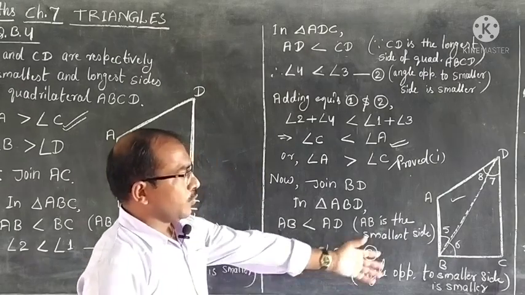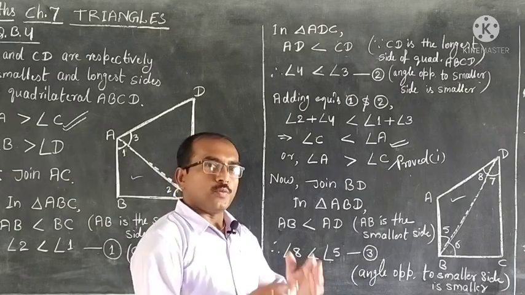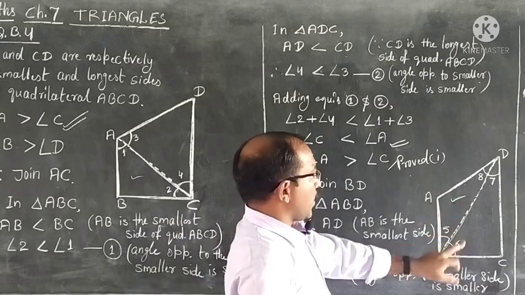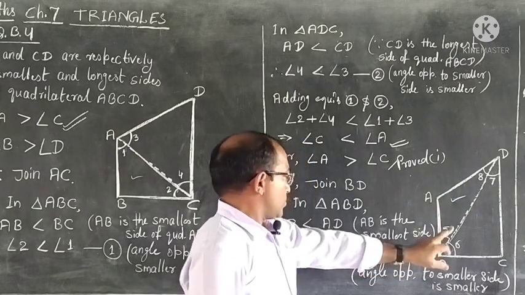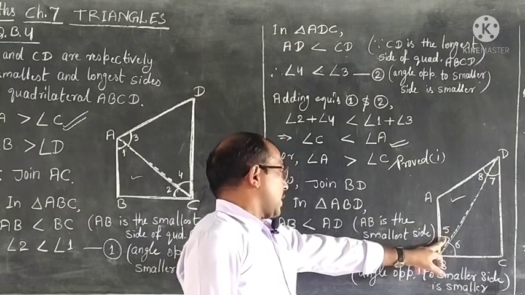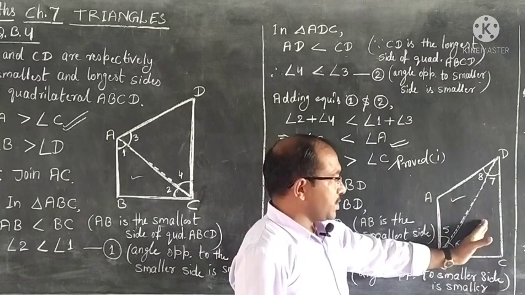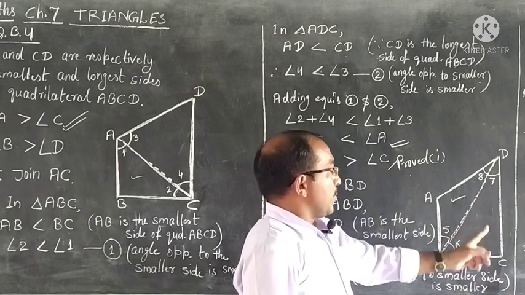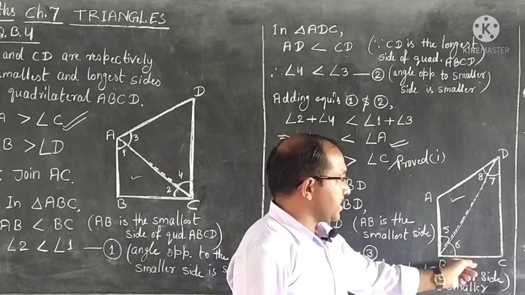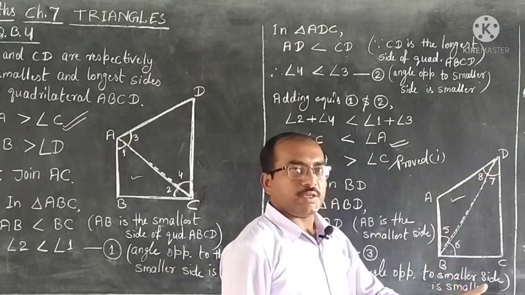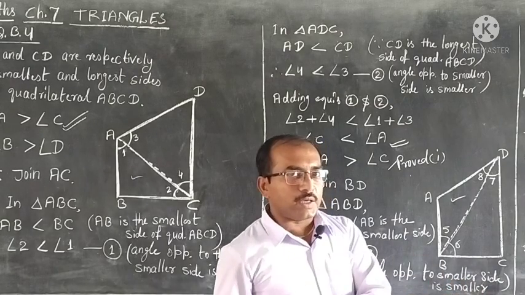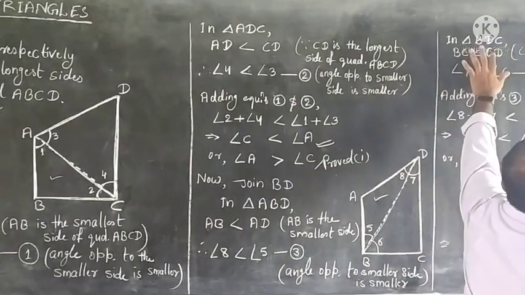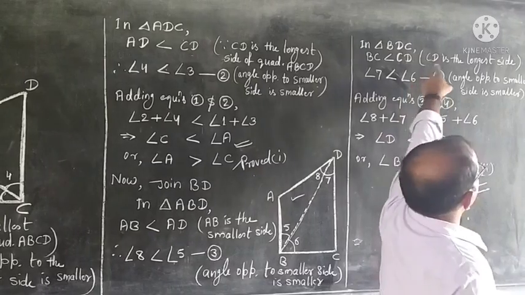Reason is the same, angle opposite to a smaller side is a smaller angle, angle opposite to a longer side is the greater angle. So, in this triangle we found angle 8 is smaller than angle 5. Now, we will work in this triangle. What do we see? CD is the longest side, that means in this triangle CD is bigger than BC, or we say BC is smaller than CD, same meaning, remember. One is greater than other or other is smaller than one. So, in triangle BDC, BC is smaller than CD, reason CD is the longest side.